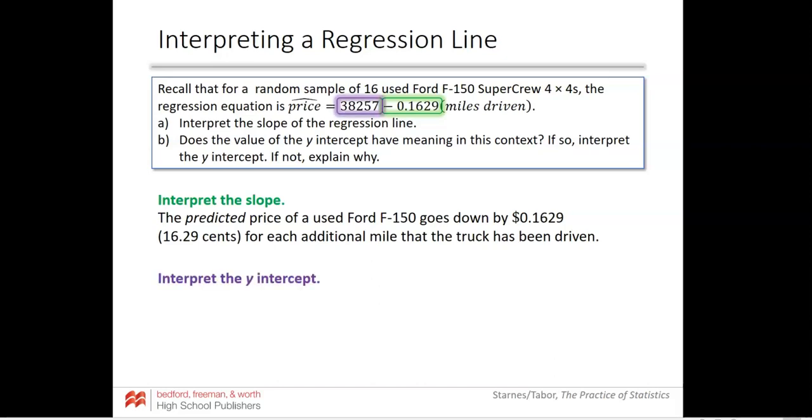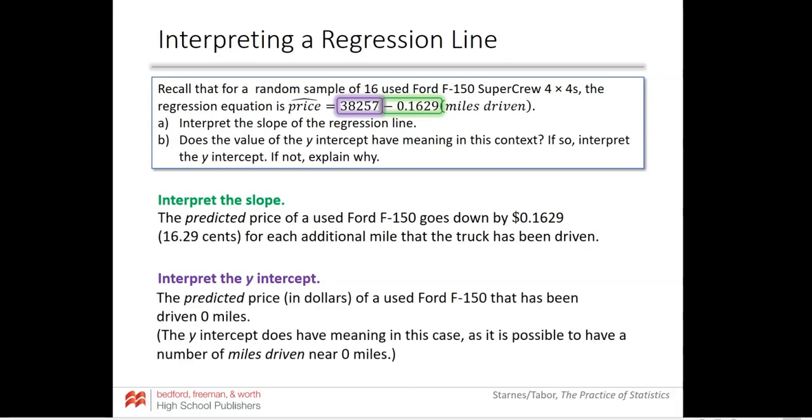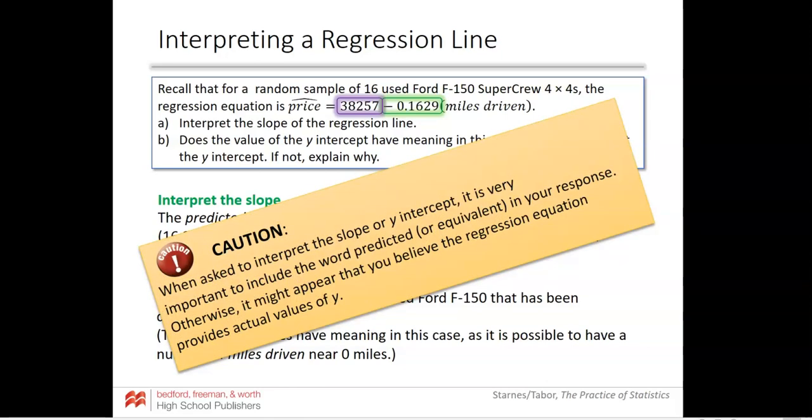The y-intercept, what is that going to be? So the y-intercept is, in this case, when the x value is 0. So the x value is miles driven. So when we don't drive any miles, we predict the price of the F-150 will be $38,257. And so you just think about that point, that y-intercept in context.